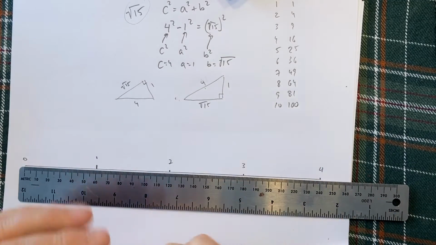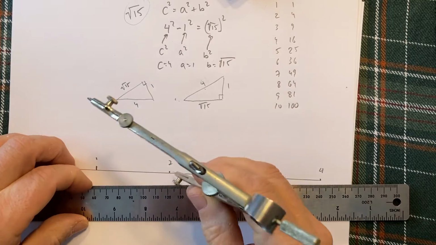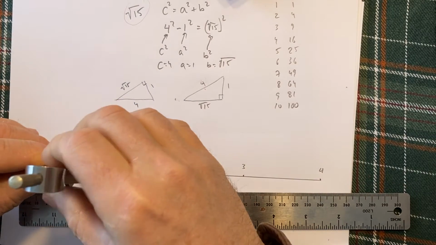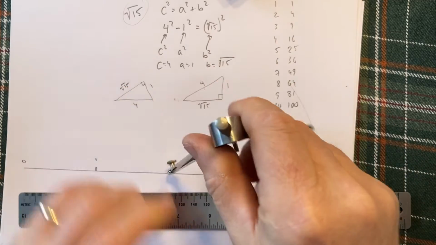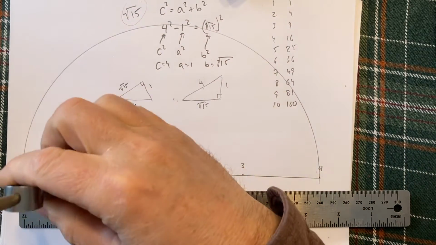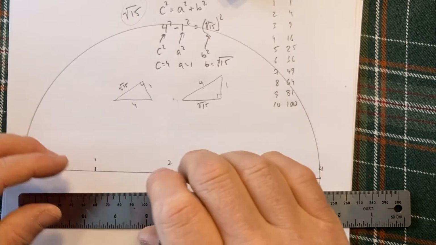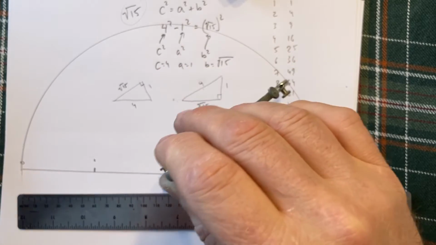It allows me to use the theorem of Thales, which is this. So I'm going to put my compass on the halfway point, which is the 2, adjust it so it goes through the 0 and the 4, and then make my arc, like that. I'm looking for 4 there, then 1 up here. I'm looking for a length of 1.